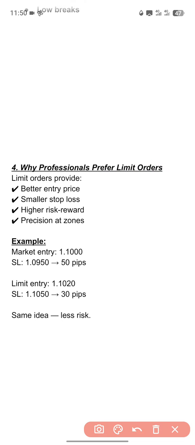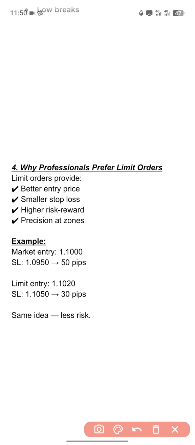Now we have a market entry at this, then SL at 50 pips. This is a market entry. You entered at this level, then your stop loss is at this. Now this is a limit order. Your entry is at this, and then your SL at this. Now same idea but less risk.